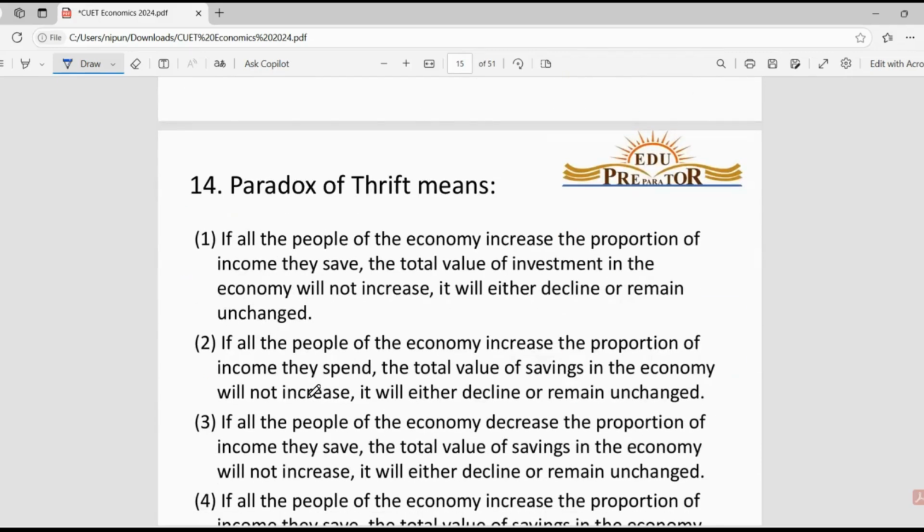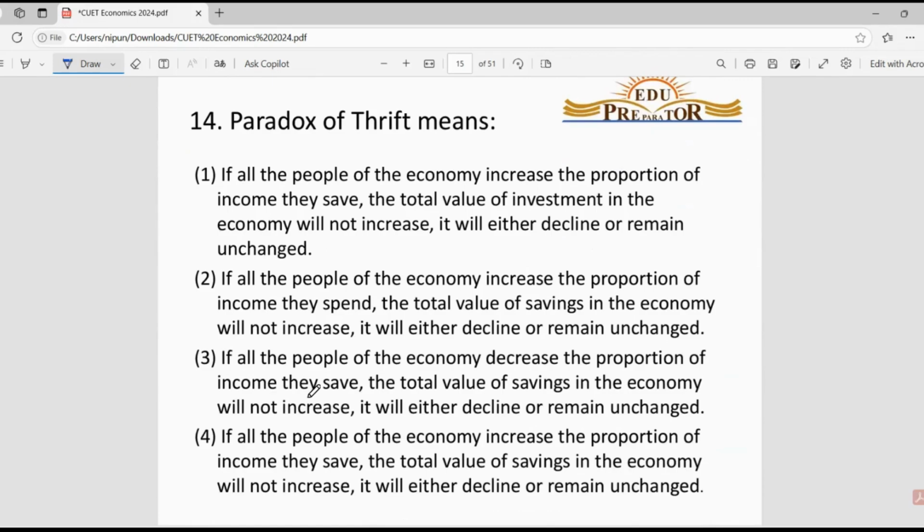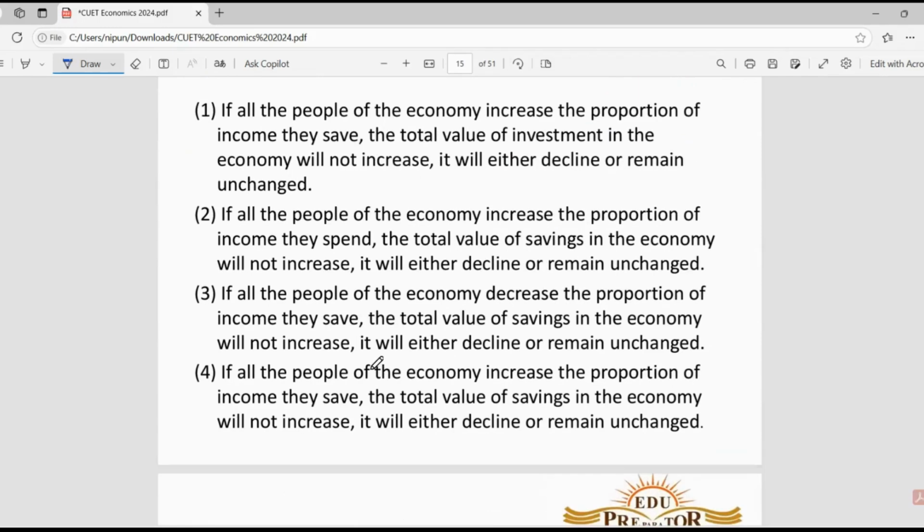Paradox of thrift. Now children, you must be aware of what the paradox of thrift is. Thrift means saving. And the paradox of thrift says that if all the people in the country start saving more, then overall saving will decrease instead of increasing. That is, if all the people tend to save more, the overall saving in the economy will tend to decrease or it may remain unchanged.